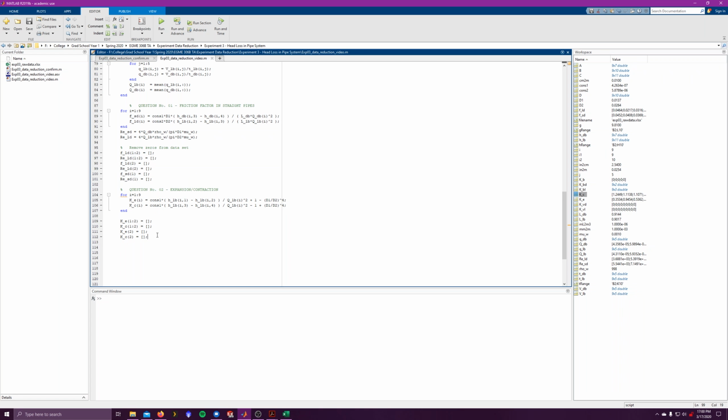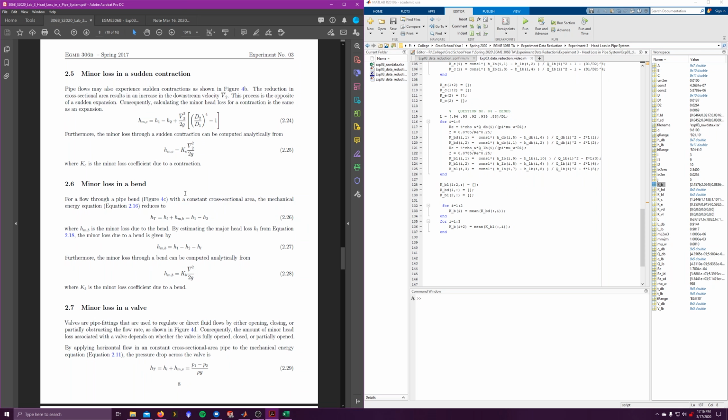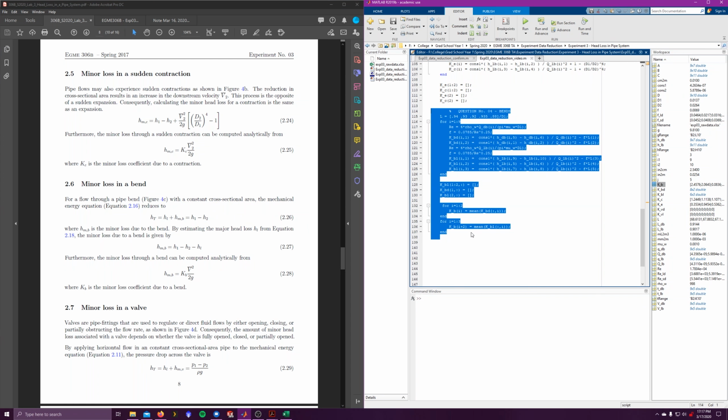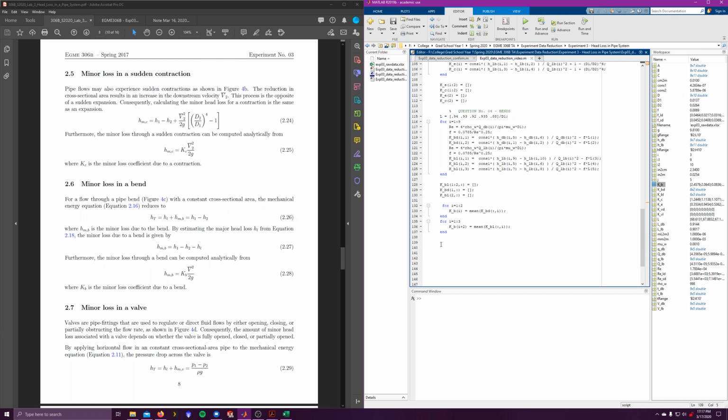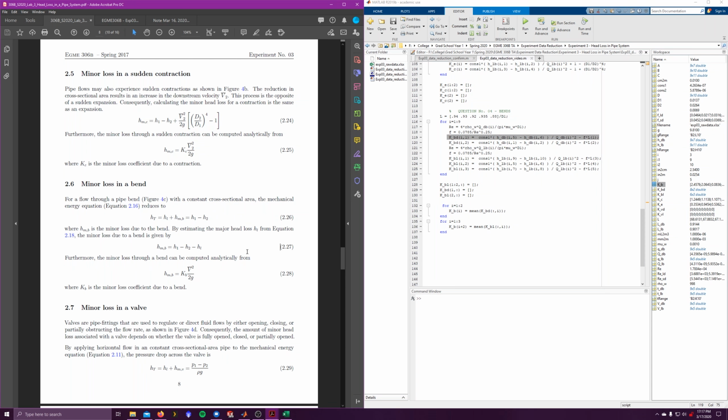Like that. Okay, so now we're on question 4 for bends. I typed out quite a lot of code here, so I'll try to explain it all. First off, let's just look at one line of code here for finding the minor loss coefficient. The minor loss coefficient is given by equation 2.27. So we're going to have a difference in height from our piezometers, and then we're also going to have a major loss component as well.